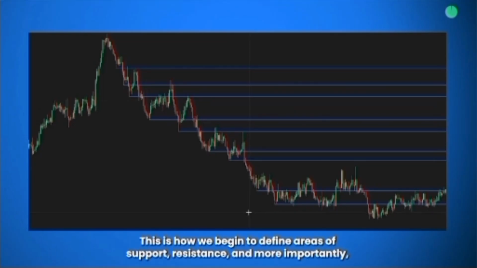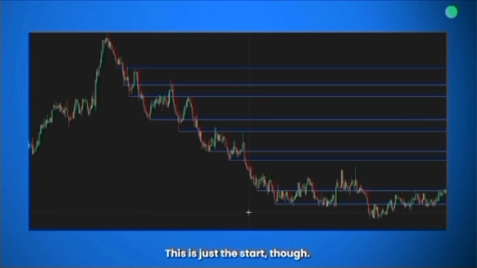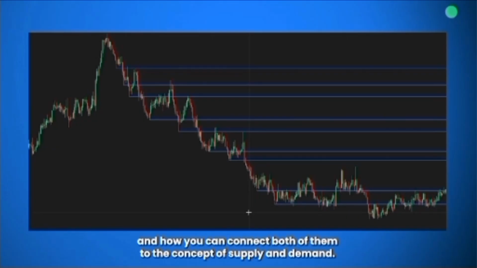This is how we begin to define our areas of support and resistance, and more importantly, how we connect the support and resistance with a trend in the price. This is just the start though. In the next 2 videos, we're going to learn why areas of support and resistance form and how you can connect both of them to the concept of supply and demand.